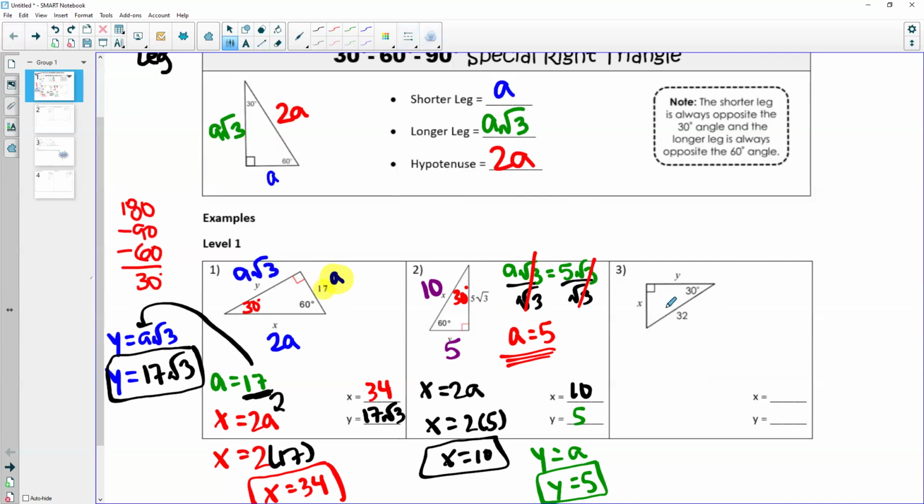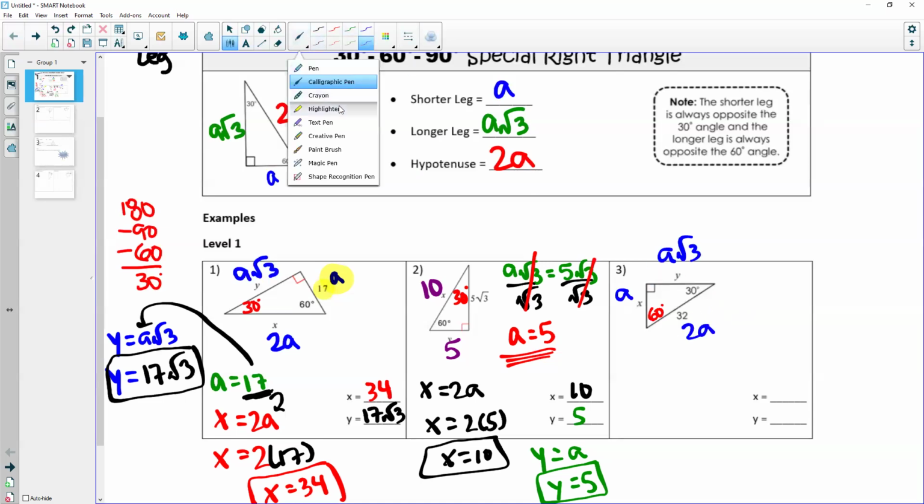Number 3. They're asking us for finding the values of x and y. So here I see a 90, that's a 30. That means that this third missing angle would have to be 60. And if I label my triangle, you just want to make sure you're labeling it according to this picture. Across the 30 is a. So across the 30 would be here, this is a. Across the 60 is a square root of 3. Across the 60, this is a square root of 3. And across the 90, our hypotenuse is 2a. So across the 90, the hypotenuse here is 2a.